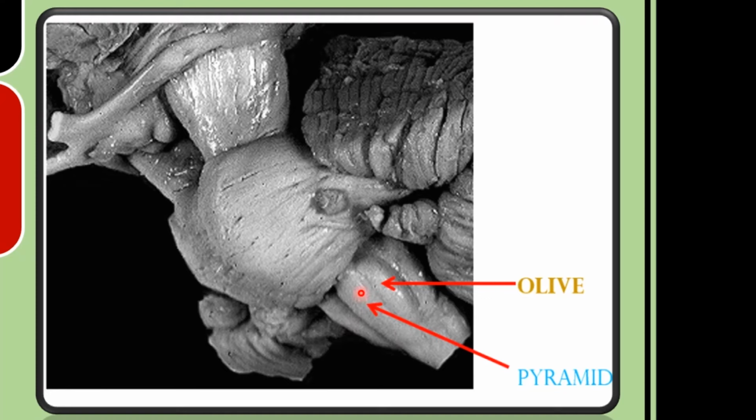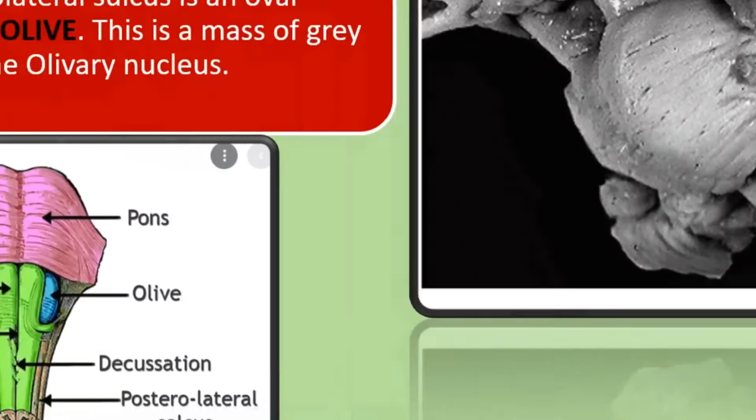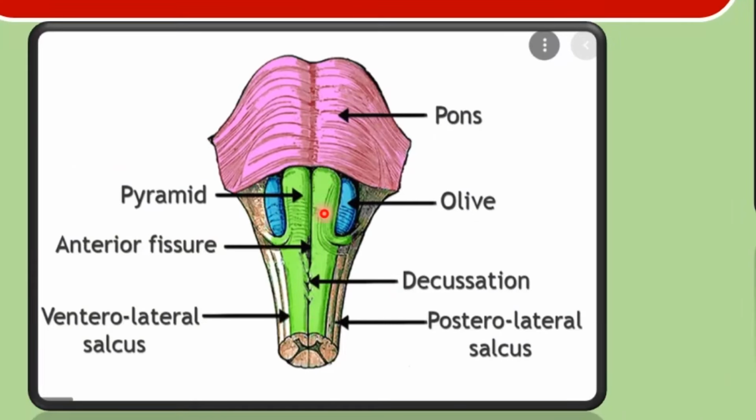Now lateral to the pyramid, we see another swelling. This swelling is called the olive. Let us also identify it in the other chart. That's the pyramid, and then lateral to the pyramid, we are seeing the next elevation, which is called the olive. The olive is a mass of gray matter formed by a nucleus called the olivary nucleus.